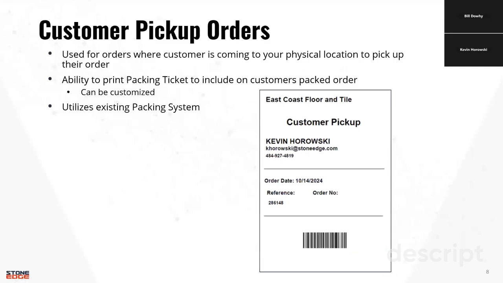One of the other newer, larger features that we've added is support for customer pickup orders. There may be times when you have a local customer who's just going to come to your location to pick up their order. We now have the ability where you can use the existing packing system to pack those customers' orders and print out a packing slip or pick ticket type report, which shows the order information. You can then send the printout aside with their packed order to make it easier to find once they do finally arrive to pick up their order.